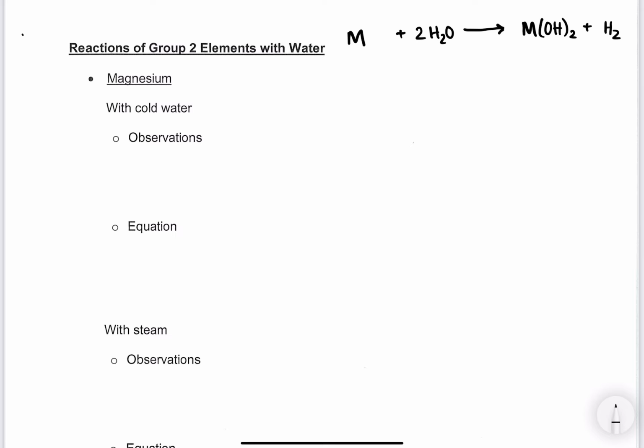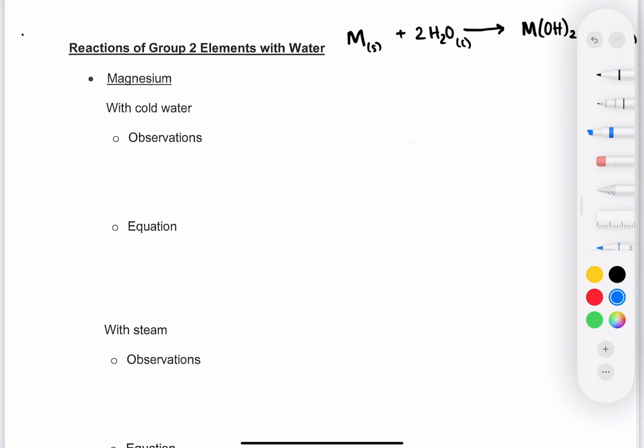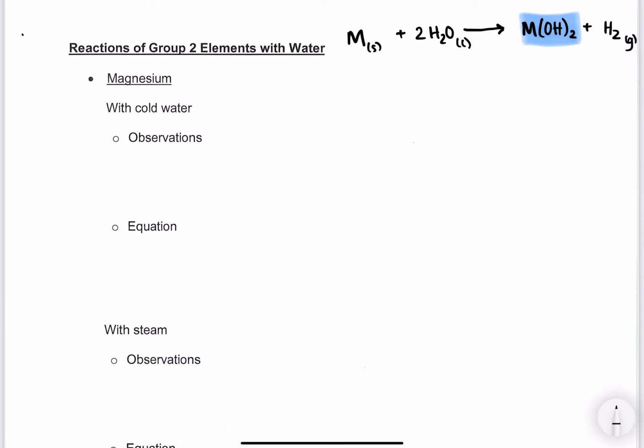So if we balance that equation, we need to put a 2 in front of the water. So they're all going to do this. We're going to have a solid metal, liquid water, and we're going to get hydrogen gas. The state symbol for the metal hydroxide will depend on which metal hydroxide it is because they have different solubilities. They are all alkaline solutions, so we're going to form an alkaline solution. The pH is going to be above 8 at the end.